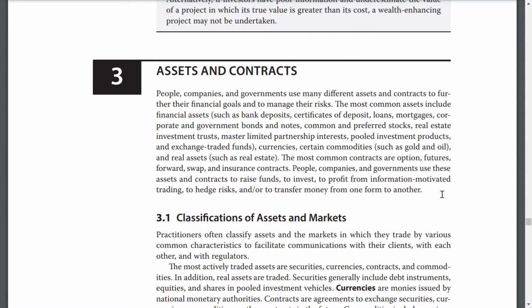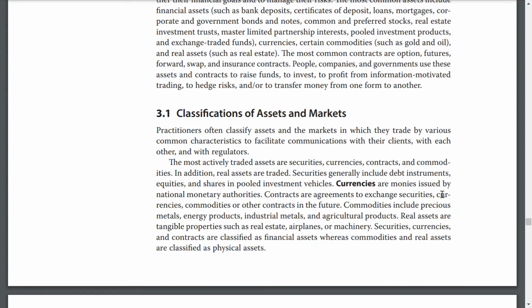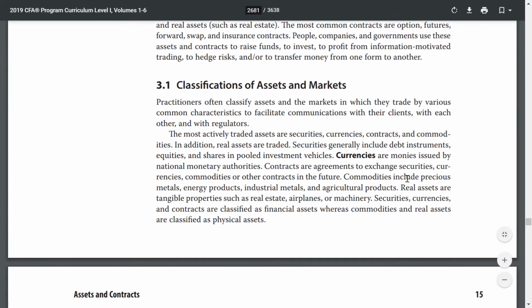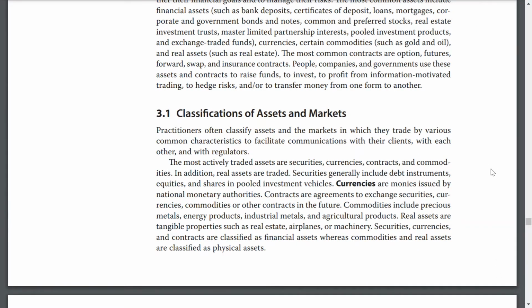People, companies, and governments use these assets and contracts to raise funds, to invest, to profit from information-motivated trading, to hedge risk, and/or to transfer money from one form to another. Classifications of assets and markets. Practitioners often classify assets and the markets in which they trade by various common characteristics to facilitate communication with their clients, with each other, and with regulators.